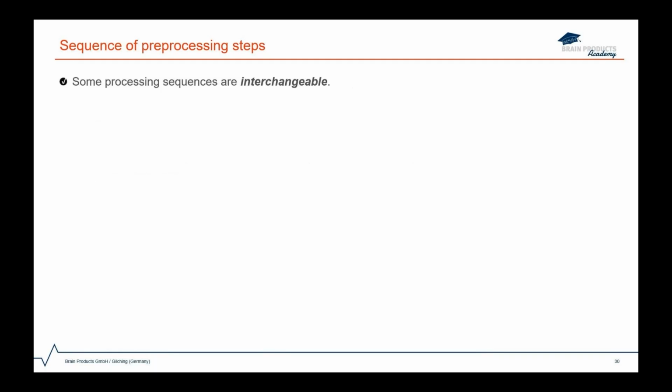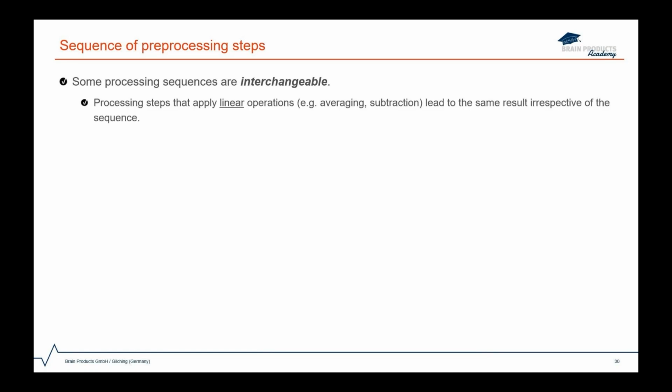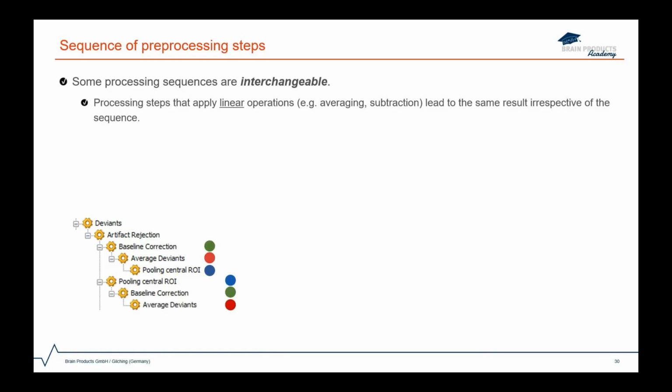So some processing sequences are interchangeable. So processing steps that apply linear operations like average or subtraction lead to the same result irrespective of the sequence. As you may see here, for example, baseline correction, average, and pooling. If we switch the orders, for example, applying pooling first, followed by baseline, and finally average, or average, pooling, baseline, this would produce the same output because all of these are linear transformations.